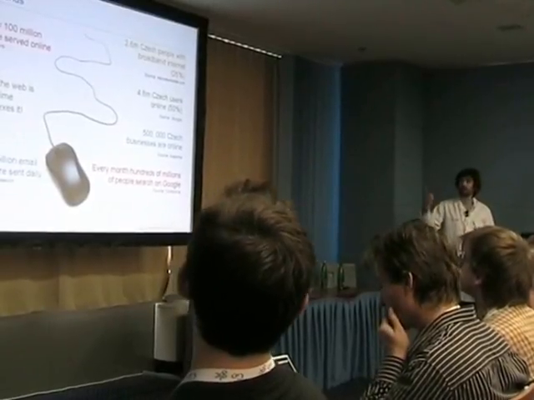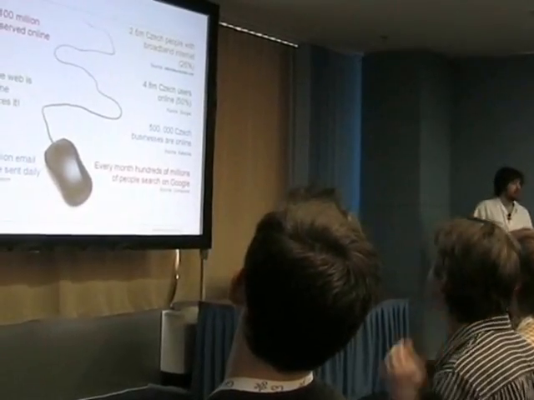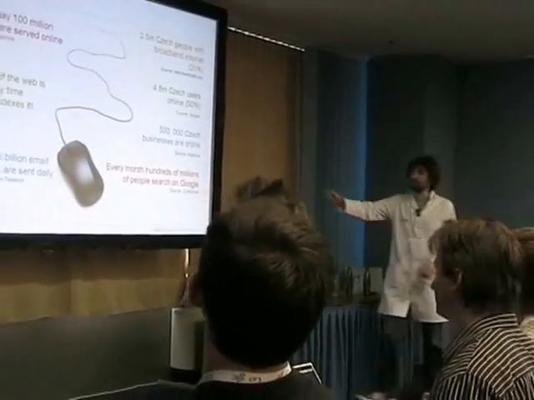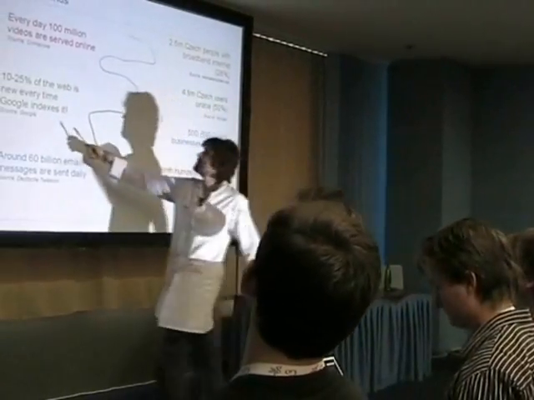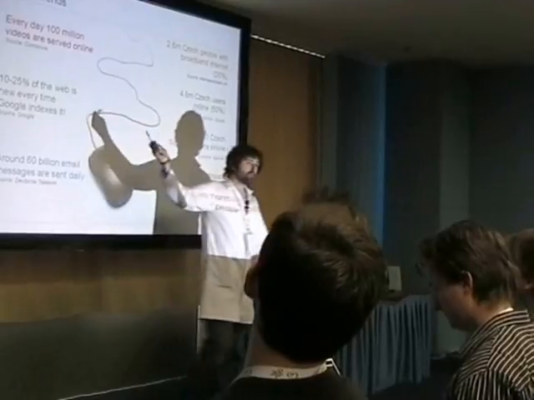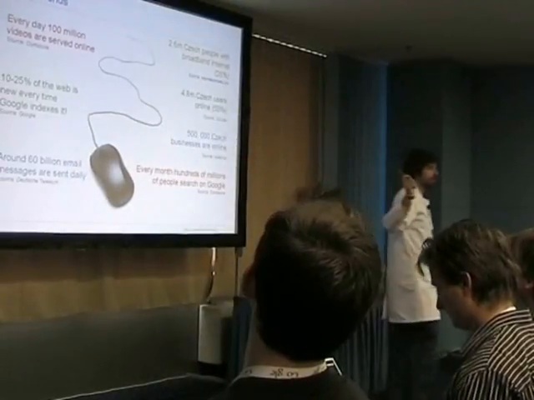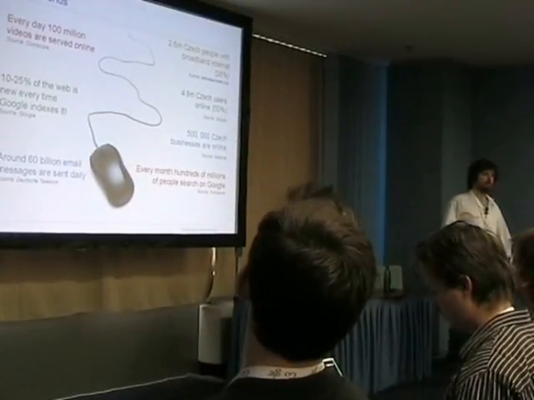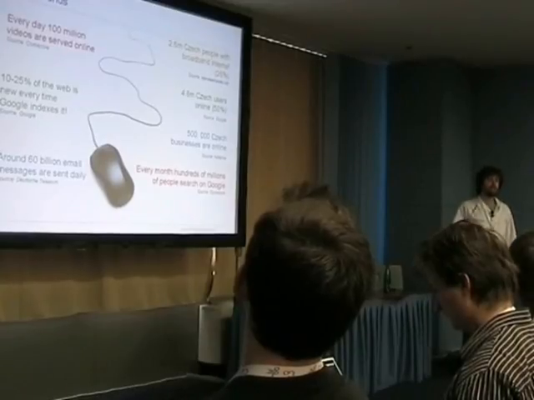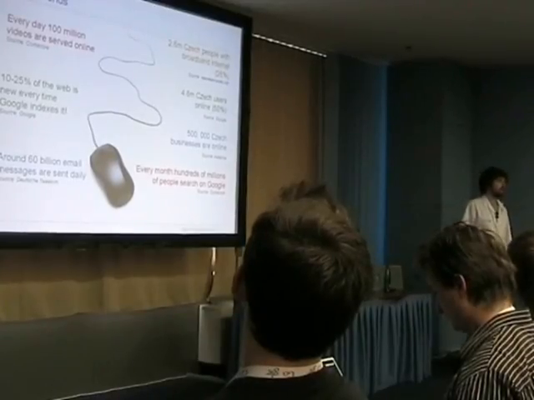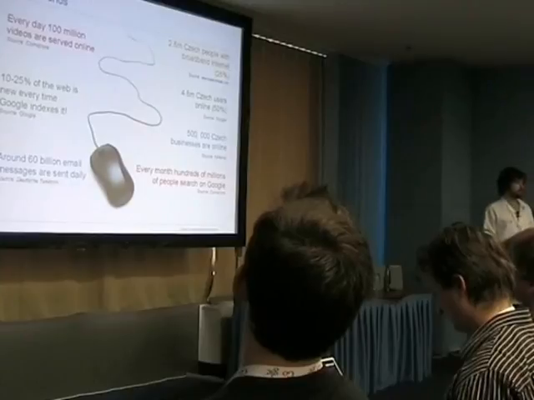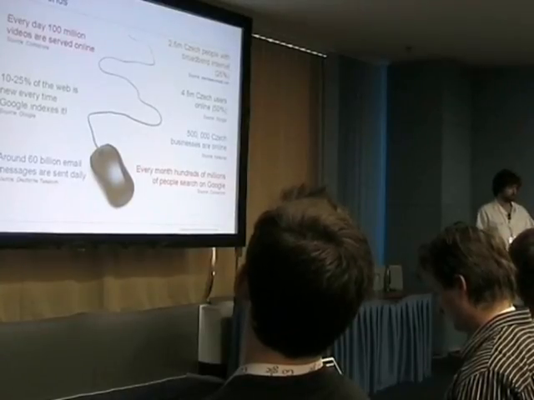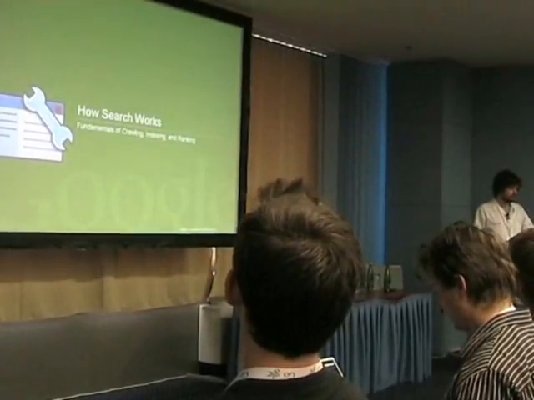Here are some facts about the Czech state of the web. This one in particular, this isn't specific to the Czech Republic, but up to a quarter of the web is new every time we go crawling. And we crawl about once a month. We try to crawl the entire web. So that tells you that there's a huge amount of content coming out all the time. And one of our challenges is working out what content is the most useful. And that's something you can help us with.